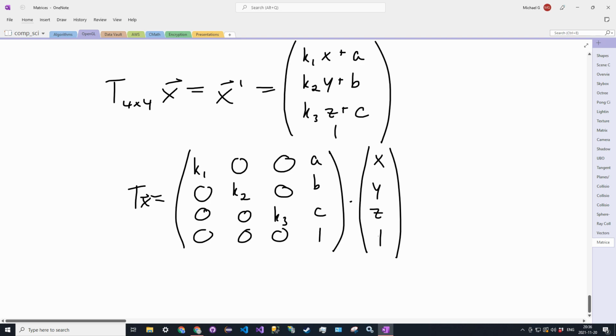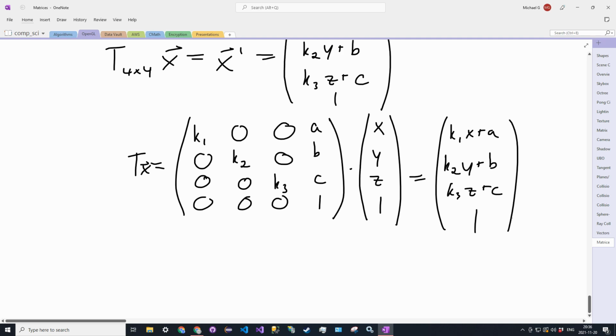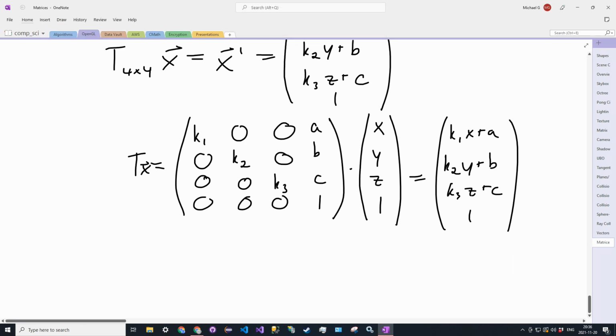And then the translation gets multiplied by 1, and it just gets added when we take the dot product. So this is really cool because now we have kind of combined matrices to get this desired result here. So we have K1X plus A, K2Y plus B, and K3Z plus C, and a 1 at the end. Now, how do we find this matrix?